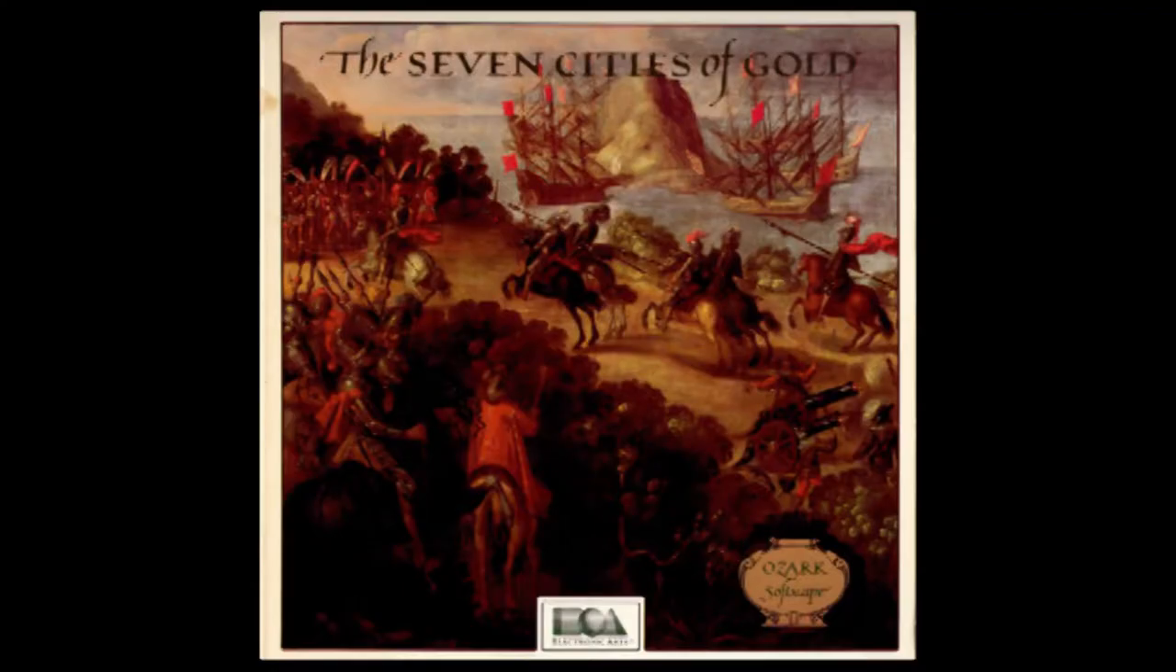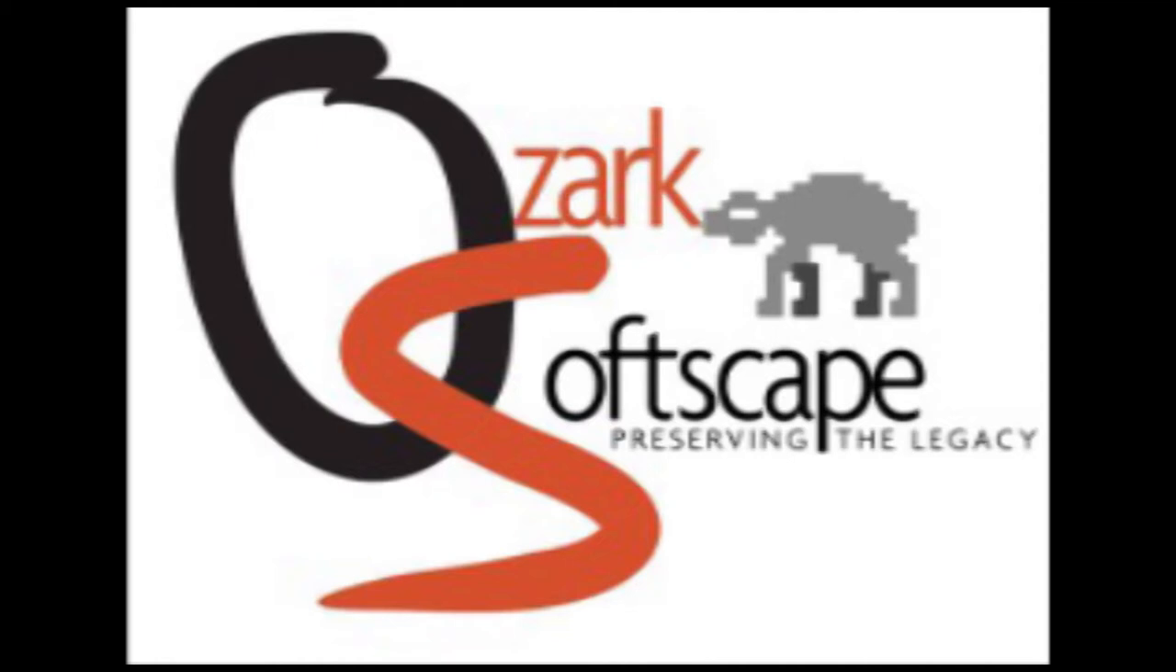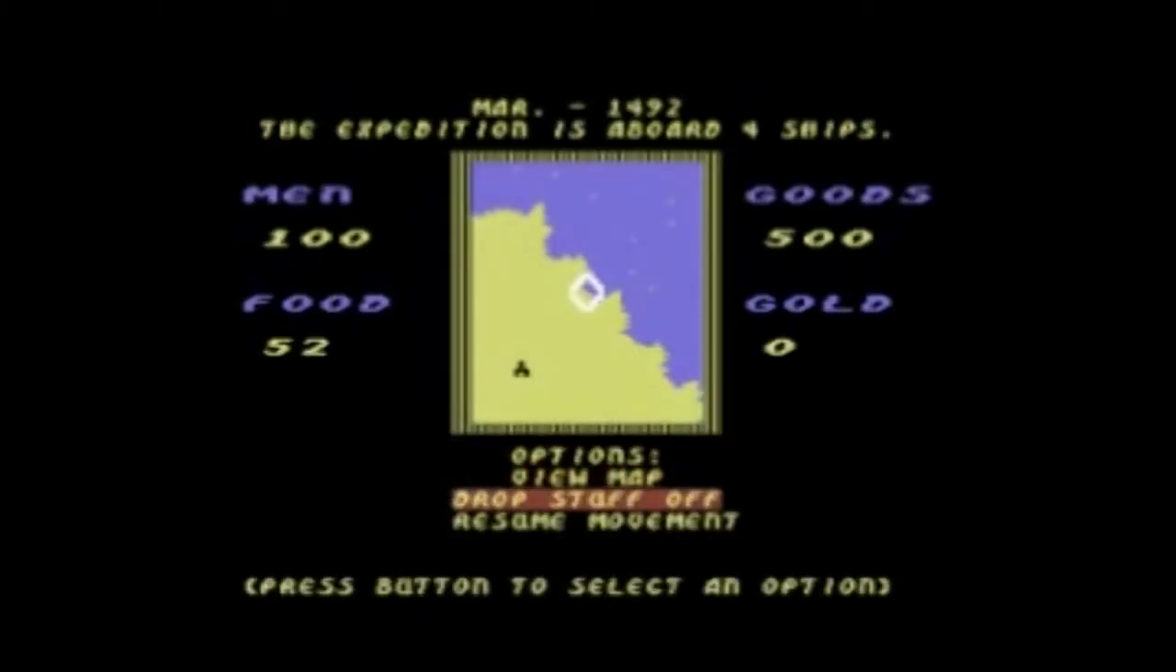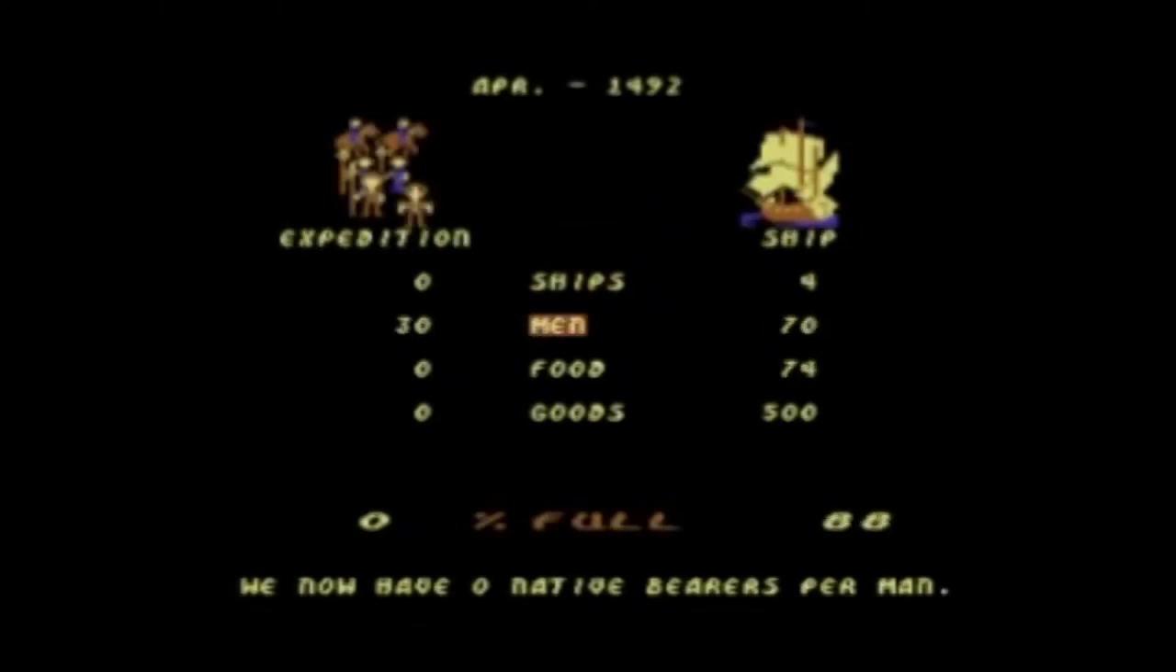there are some other games from that era that are not as well remembered. There were classics such as Seven Cities of Gold in 1984 and Heart of Africa in 85. These games were both developed by Ozark and were more focused on finding treasure than actual survival, but still fall into the genre. Seven Cities of Gold was a big success in the strategy gaming world at the time, and Heart of Africa definitely existed a year later.